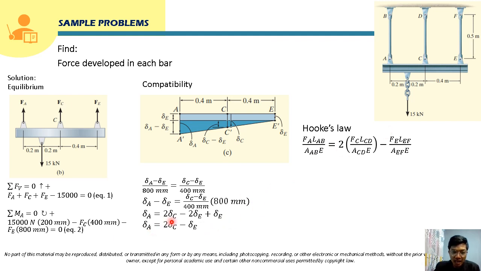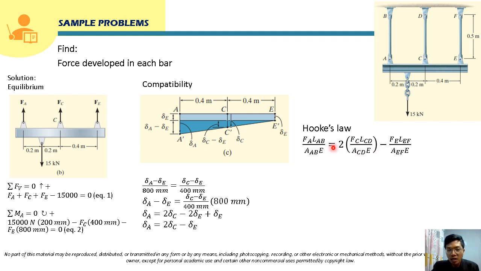For delta C, this will also be PL over AE. That is the force at bar CD, which is FC, times the length of CD over ACD times E. Minus, for delta E, that will also be FE times the length over AE. From here, class, we can substitute the given values.